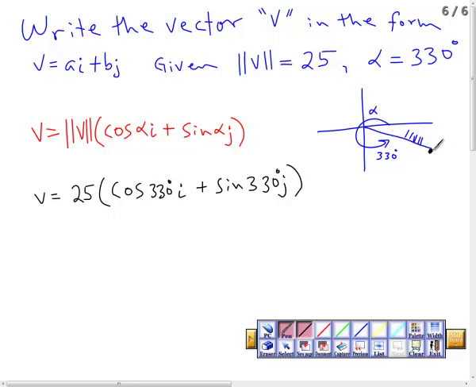Well, if we look at this here, 330 is coterminal with 30 degrees. So we could say that this is square root 3 over 2 and 1/2 for cosine and sine. So that means this will be 25 times cosine 330, which is square root 3 over 2 I. And then sine of 330 degrees will be a negative 1/2 J. Well, we don't have to put plus a negative, so we can just make that minus.